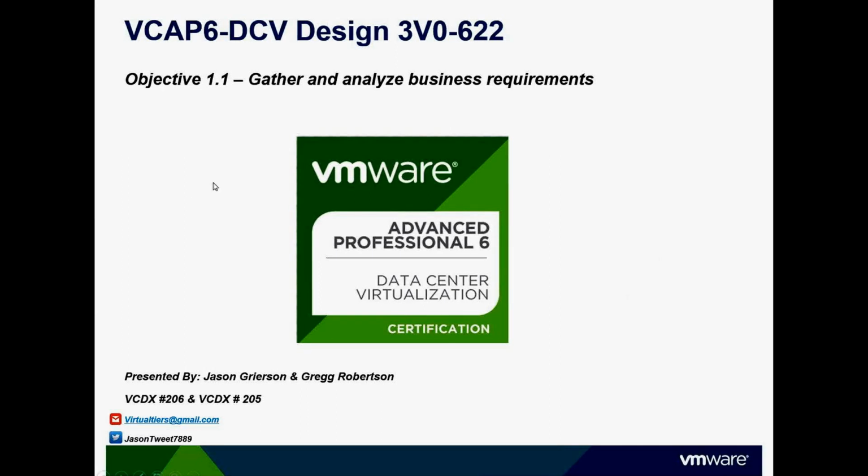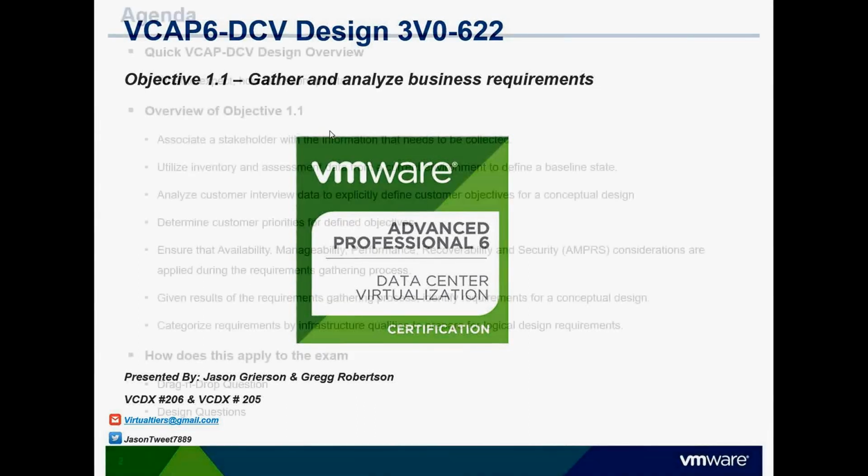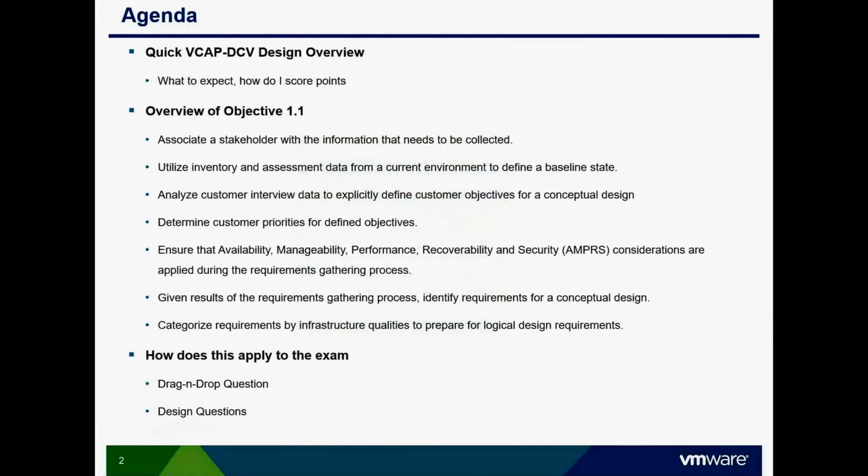So objective 1.1 of the DCD is gather and analyze business requirements. So what we kind of wanted to go over here is I want to do a quick recap of what the DCD is going to expect of you. So what do you expect, and how do we score points on it? Because I think that's a section that isn't really talked about enough. So when people do go into this exam, they don't really have a great understanding of what they're going to see. So it kind of gives them a bit of a shock and awe when they sit down the first time and write it.